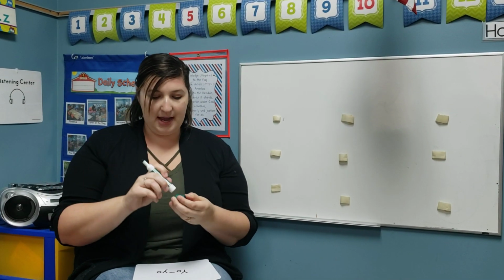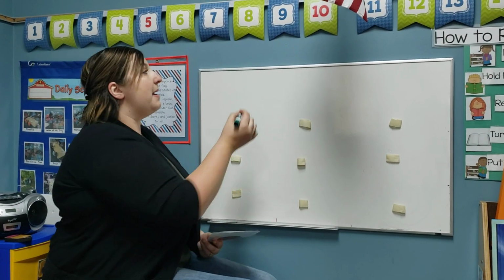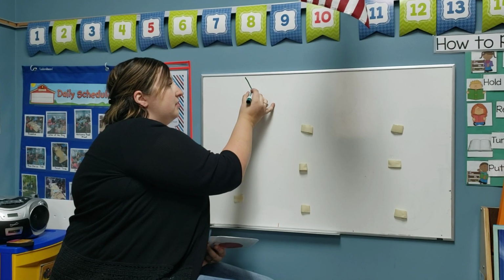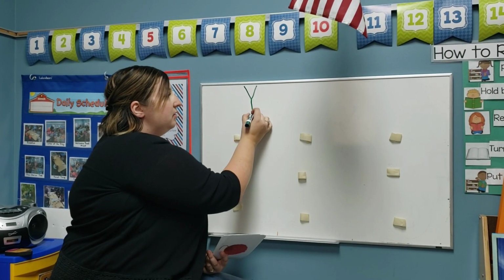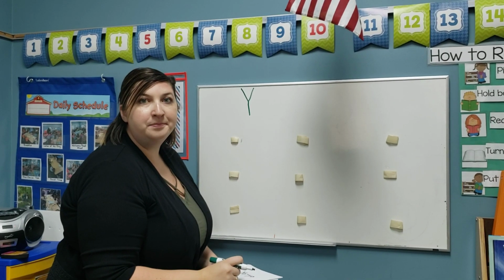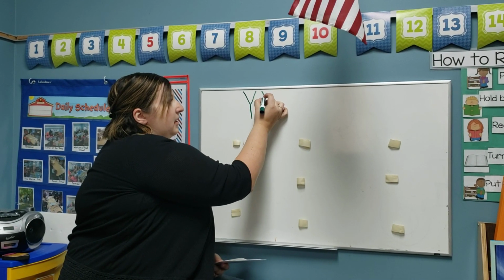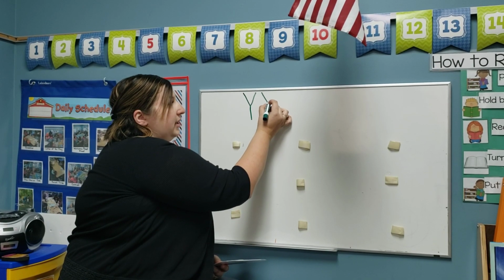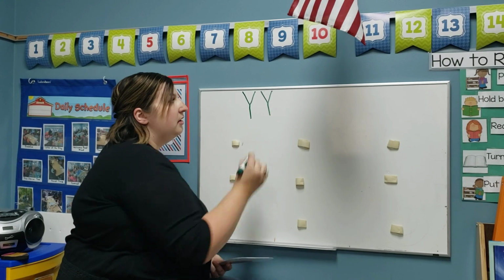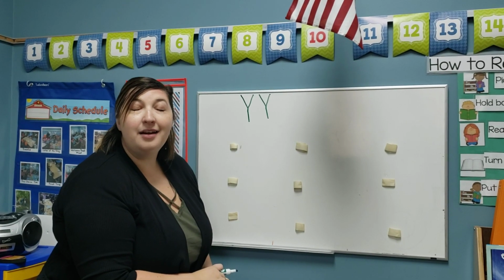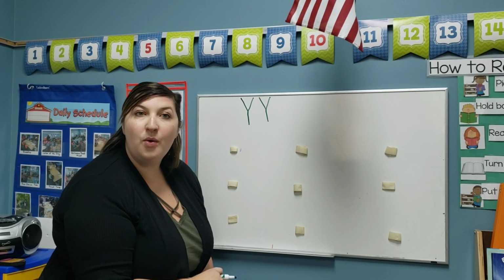All right, let's practice writing uppercase Y. Mrs. R likes to start by making a V. And at your point, you make a line down. Let's try it again. Ready? Make your V. Line down. Point up. At your point, make a line down. There's your uppercase Y.